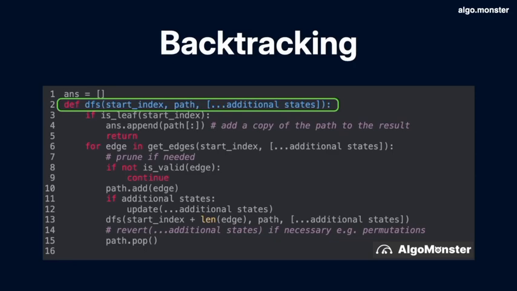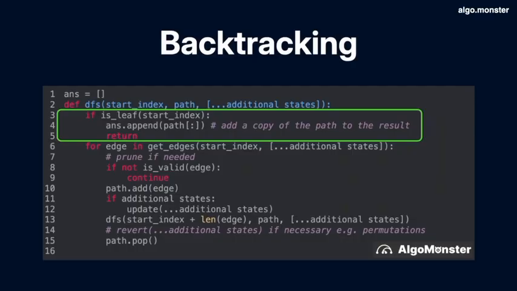The core of backtracking is a recursive DFS function. Start index keeps track of where we are in the input. Path is the current in-progress solution. The additional states are optional. Things like counters, visited arrays, frequency maps, etc. that track constraints or states outside of the path.